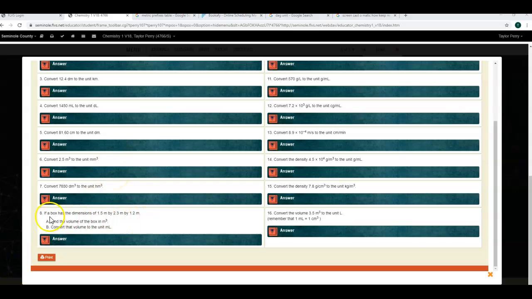Okay, let's look at number 8. It says if a box has the dimensions of 1.5 meters by 2.3 meters by 1.2 meters, A, find the volume of the box in meters cubed, and then convert the volume to the unit milliliters.